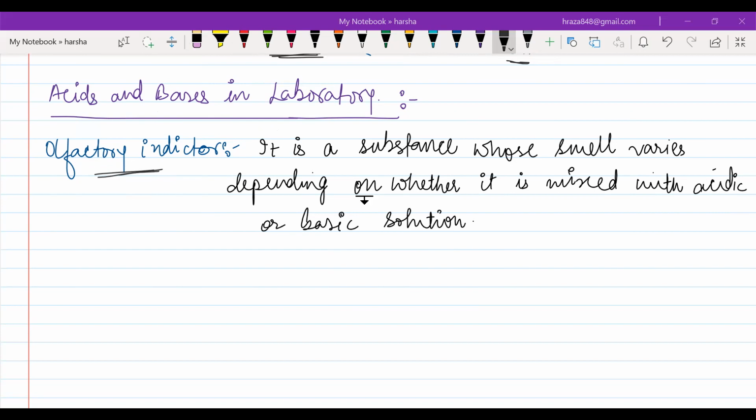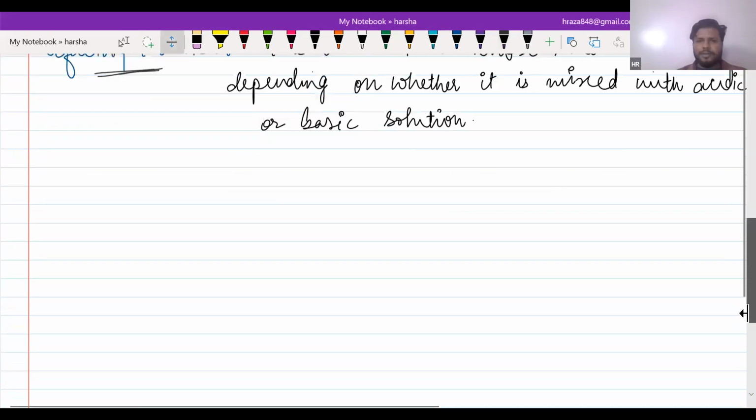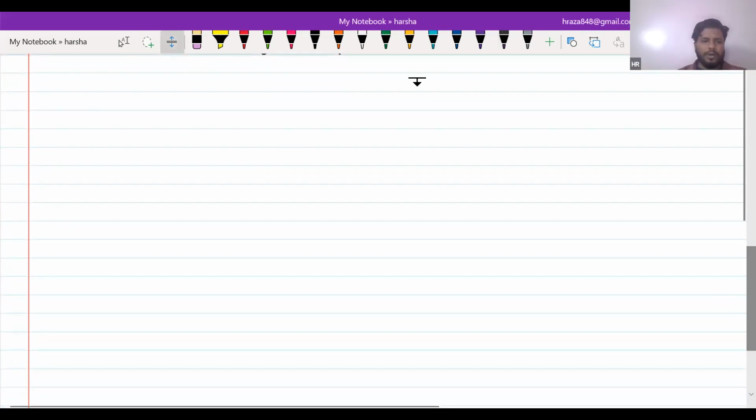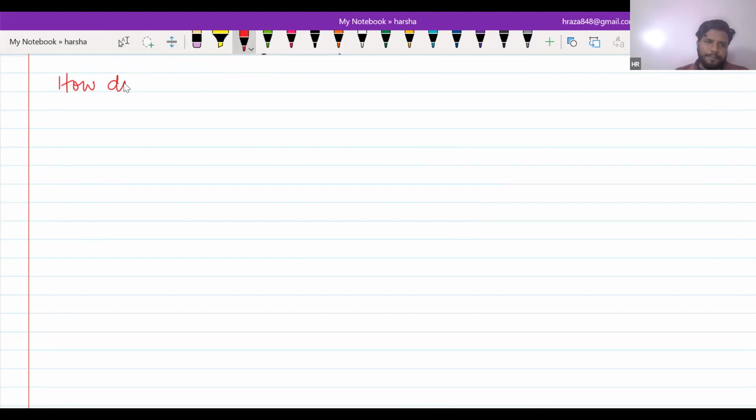Okay, very good. Hamna, you are also done. This chapter is very easy. You need to remember some reactions. The next topic will be how acids and bases react with metals. It's very easy to understand.